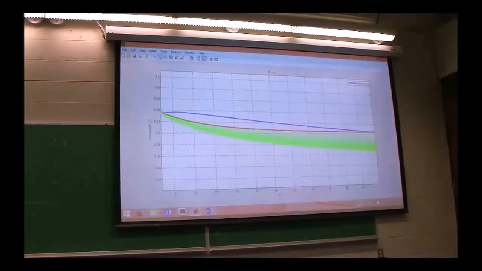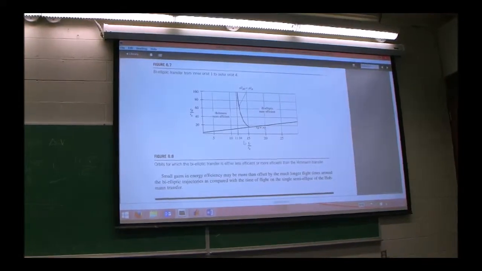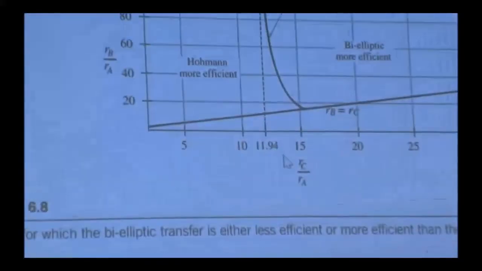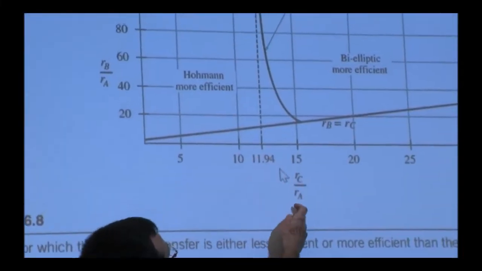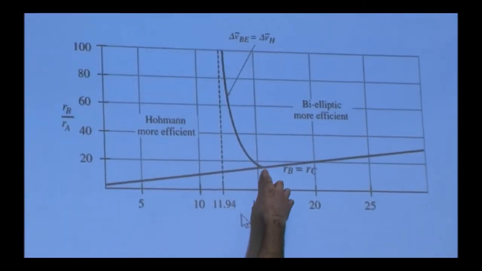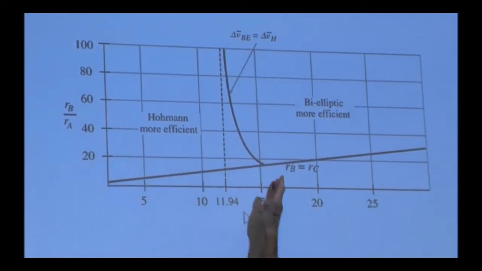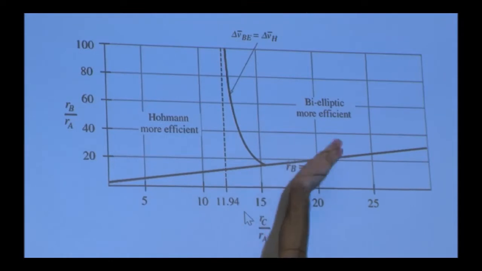So this is matching the explanation here, where they tell you below 11.95 for alpha, Hohmann is better. In between is this number, which is 15.58, I don't know why they don't have it clearly marked here. It depends on what you choose for beta. And then above that, bi-elliptic is better.